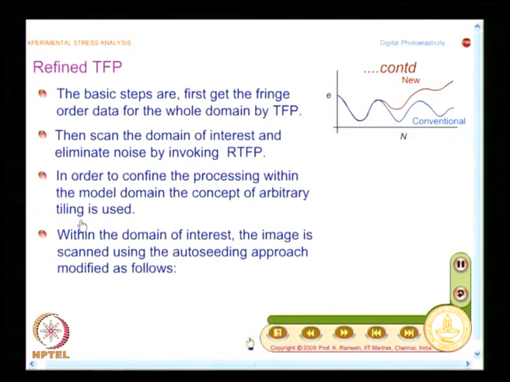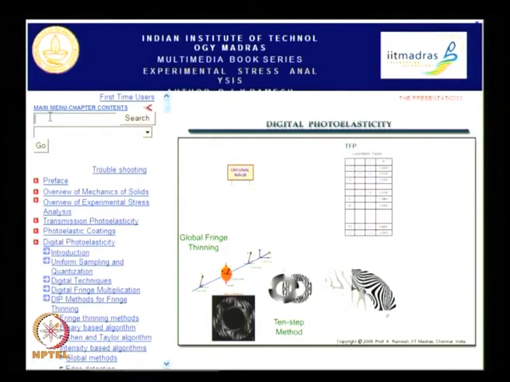The graph you see here varies like this, and it illustrates how the additional term has helped in providing a minima corresponding to the first point and the second point, where we had confusion because of the fringe order continuity. You see an error here, the error increases. So, it is easy to identify the fringe order corresponding to the first minima, which happens to be the global minima.